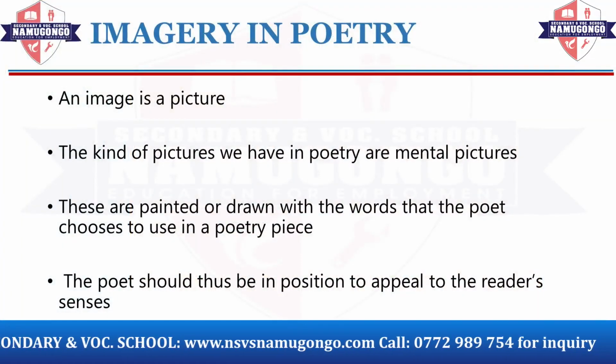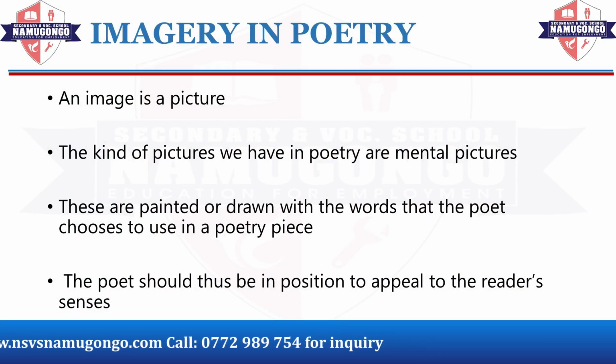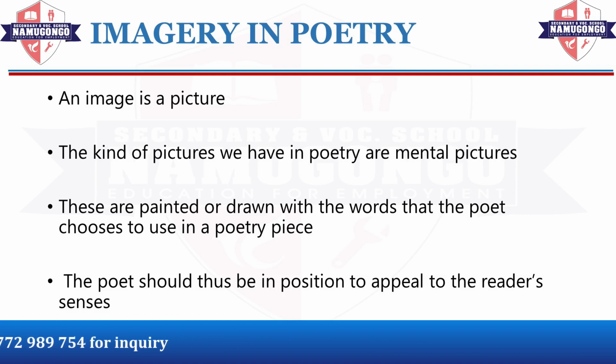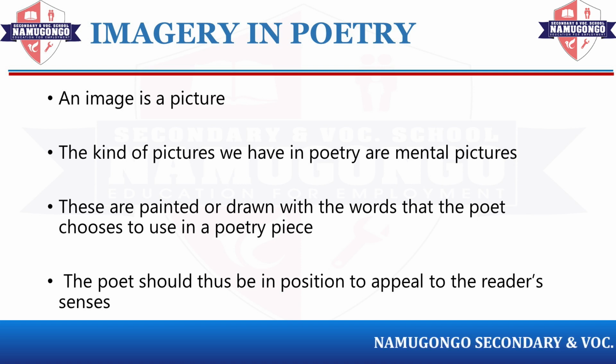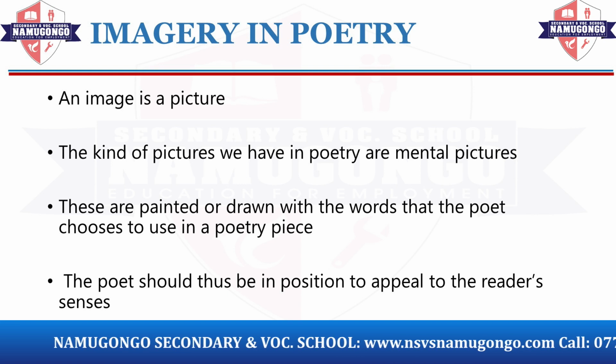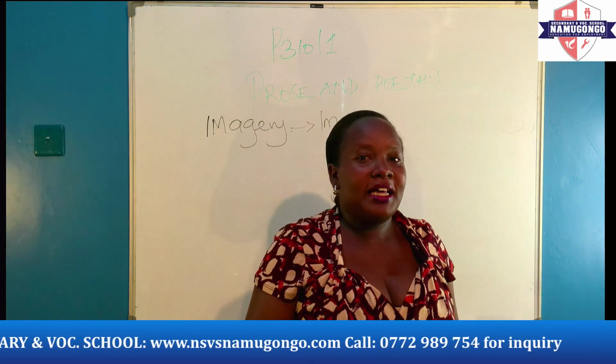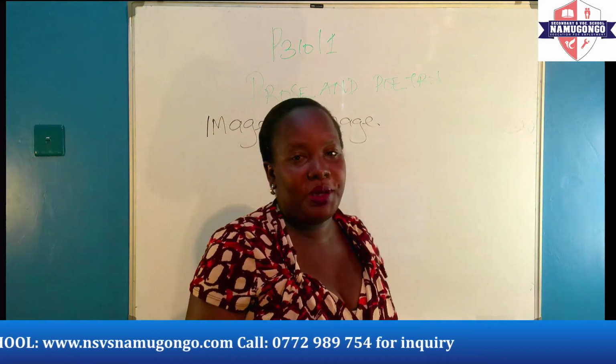Imagery is one of those aspects that a poet uses to help bring out meaning of a particular poem when the readers are going through it and discussing it. Now, the word imagery comes from the word image. Now, we all know that an image is a picture, but one should put in mind that the kind of pictures that we have in poetry are not pictures drawn with pencil and colors. My art people will excuse me on that. These are what we call mental pictures.